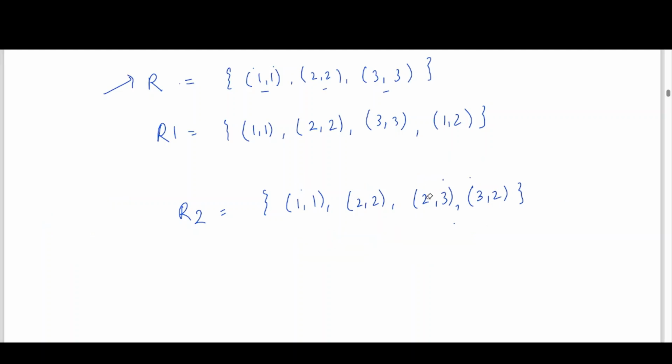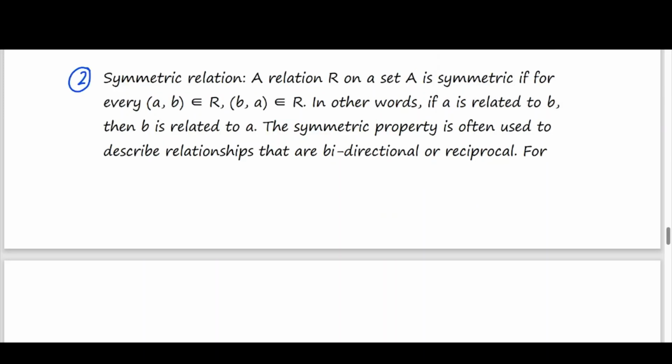But it is a symmetric relation, because for all those pairs which are present in this relation, their symmetric pair is also present. The condition for a symmetric relation is that for all AB pairs present in this relation, the BA pair should be present. Here we see that for 2 3, 3 2 is present. So it is a symmetric relation. Now let us see the other type of relations.